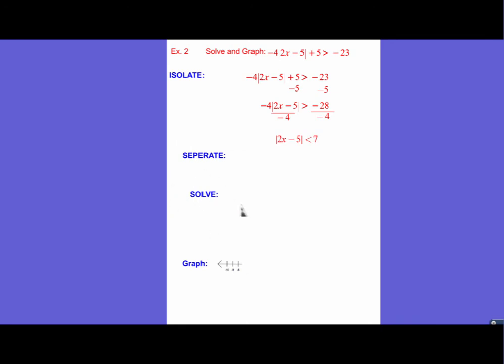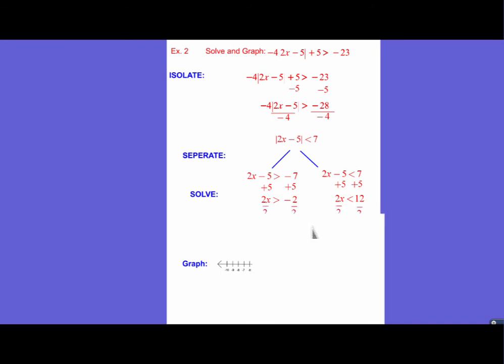All right, so now we can go ahead and separate. So to separate, one of my results becomes positive, and one of my results is negative. And once again, on the result that is negative, I flip that inequality symbol back. All right, so now I want to solve both inequalities. Start by adding 5 on both sides of each inequality to get rid of that. So I'm left with 2x is greater than negative 2, and 2x is less than 12.